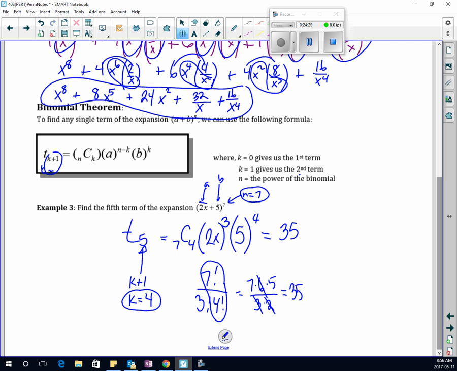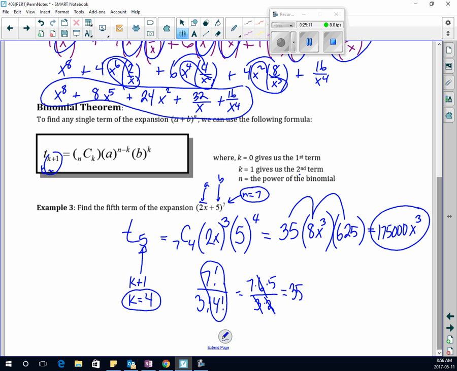What's 2x to the power 3 going to give you? 8x cubed. What's 5 to the power 4 going to give you? 625. Very good. Does everybody see now what I'm going to do? I'm going to take 35 times 8 times 625. So what are we going to get then? 175,000 x to the power 3. So the fifth term in the expansion of 2x plus 5 to the power 7 is 175,000 x to the power 3. The calculator will be part calculator, part non-calculator probably.